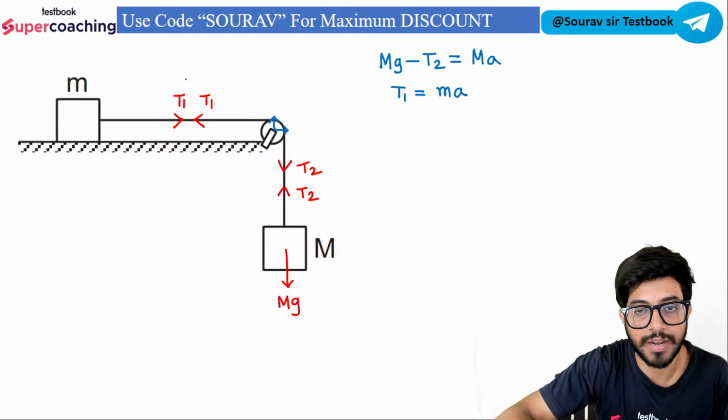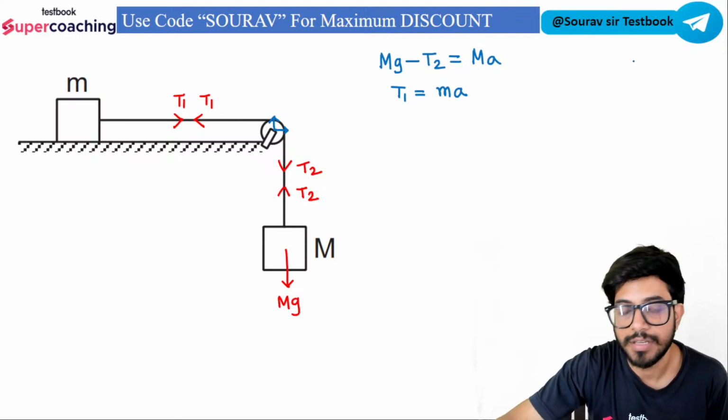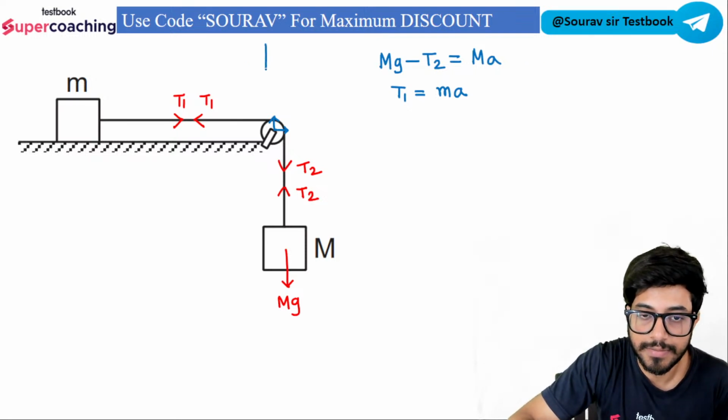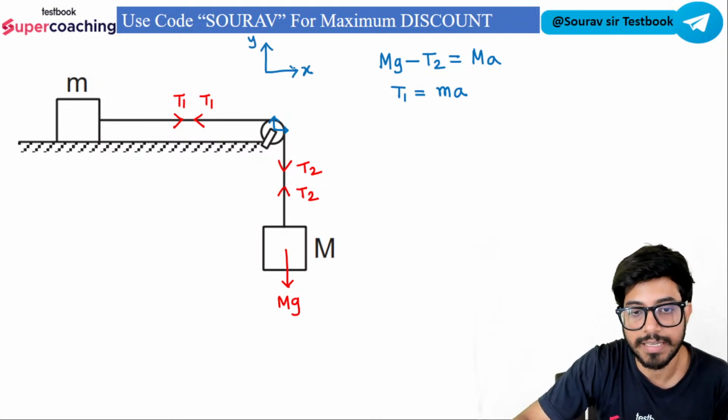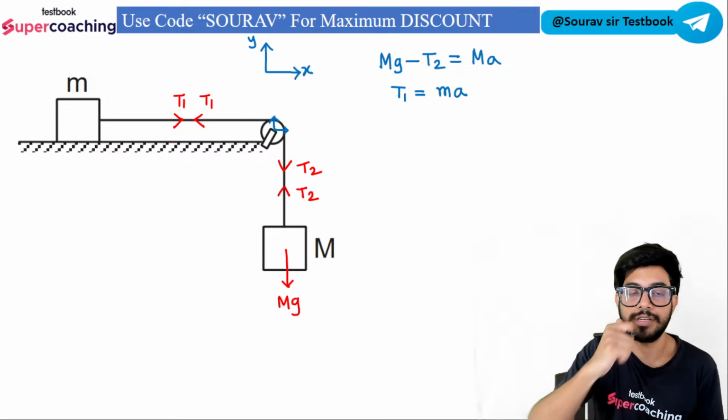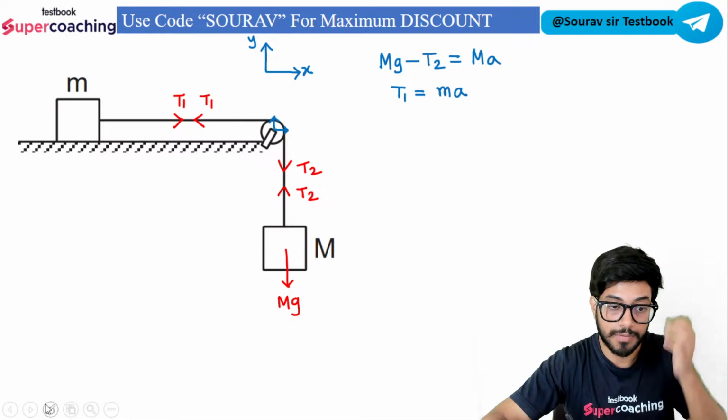If you ask me to write down the coordinate axes, suppose this is your x, this is your y, and suppose the z is along the upward direction. So for this, you can just write down.